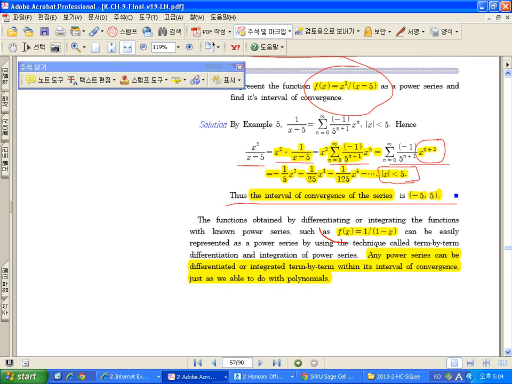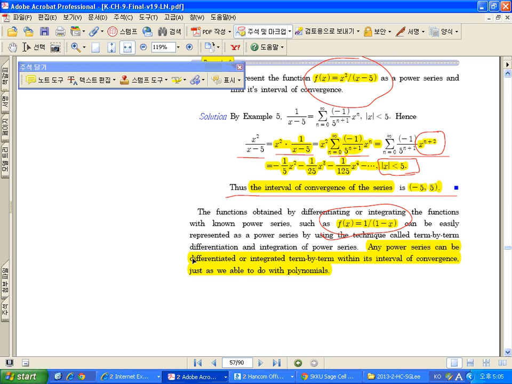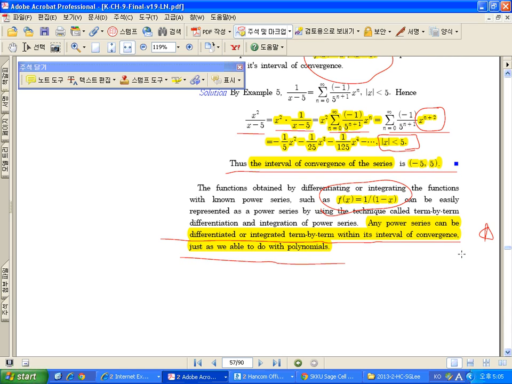So the knowledge of the power series of 1 over 1 minus x can be used widely. Any power series can be differentiated or integrated term by term within the interval of convergence, just as we are able to do with polynomials. Okay. We can do integration and differentiation without any difficulties, but we have to consider that all of this can be done within its interval of convergence, not outside of it.